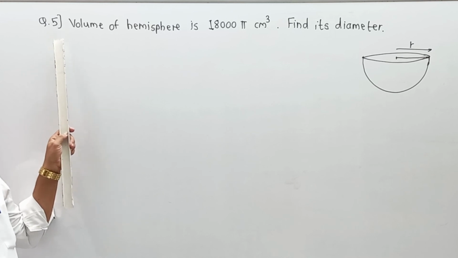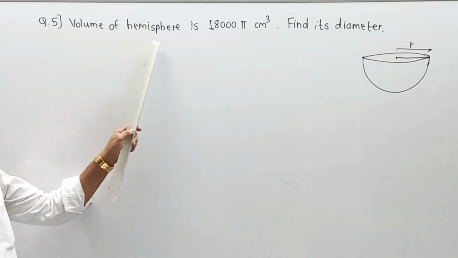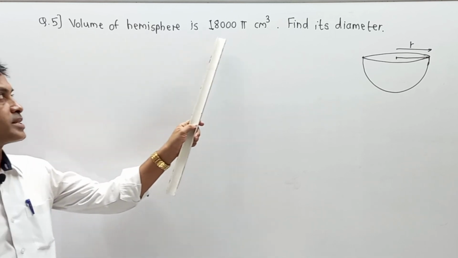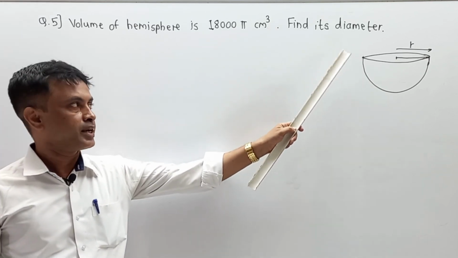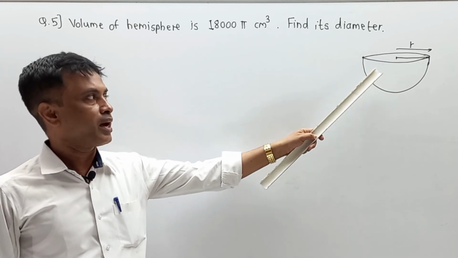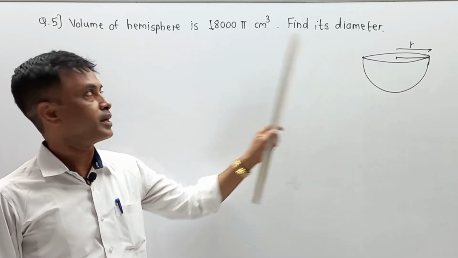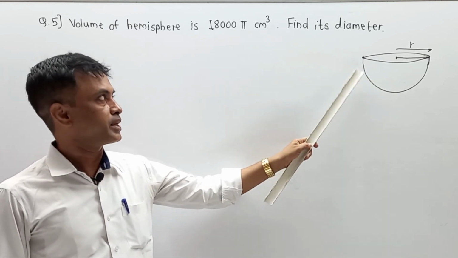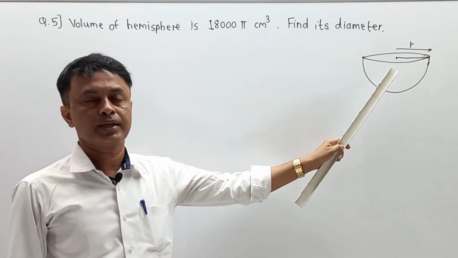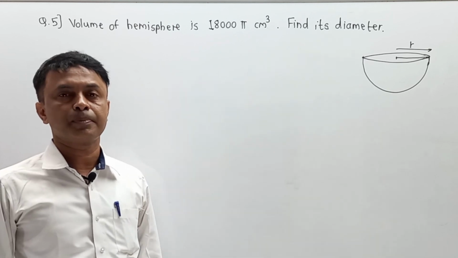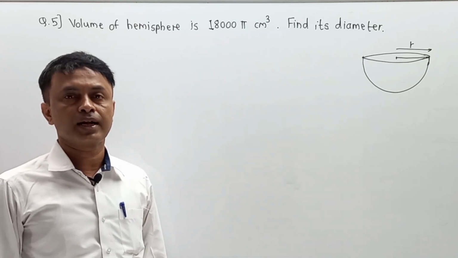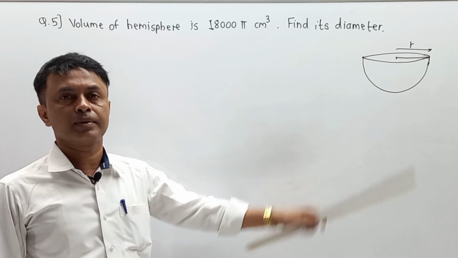Moving to the next numerical, and the part is volume of hemisphere. Volume of hemisphere is 18,000 pi cubic centimeter. Find its diameter. Let us say it is a given hemisphere having a volume of 18,000 pi cubic centimeter, then find its diameter. Now we know the formula for volume, and that is nothing but 2 by 3 pi r cube, from which we can get r, and with the help of r we can find the diameter.